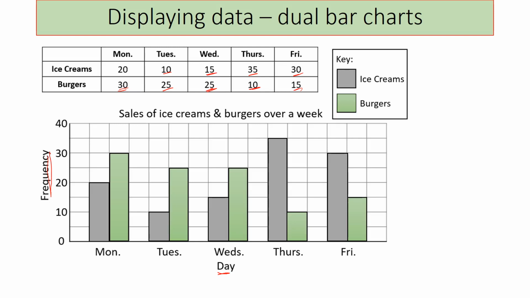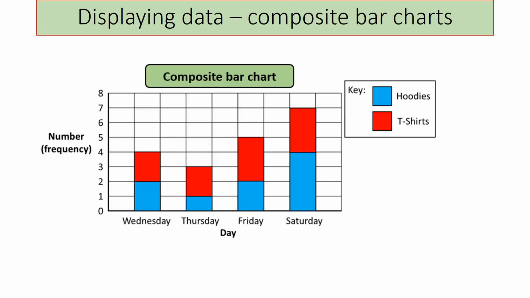Always check whether your bars are the right height. Make sure that you have labels for both axes, and the scale is also appropriate. So that means that you can actually fit all the data on your graph, and that the gaps between the numbers are even. Another type of bar chart is the composite bar chart, and this is where you have one bar on top of another one in the same category.